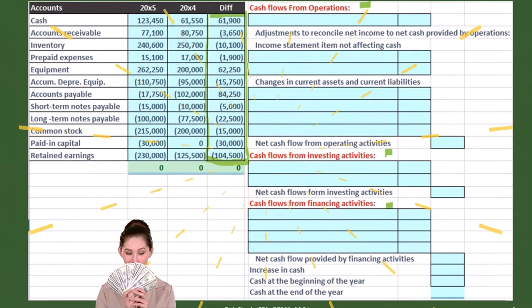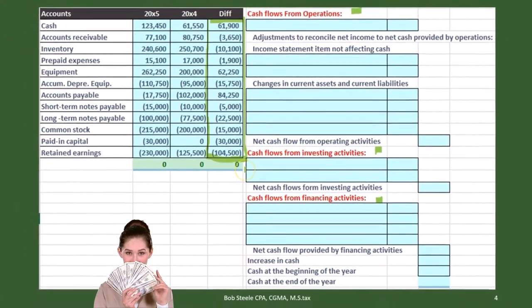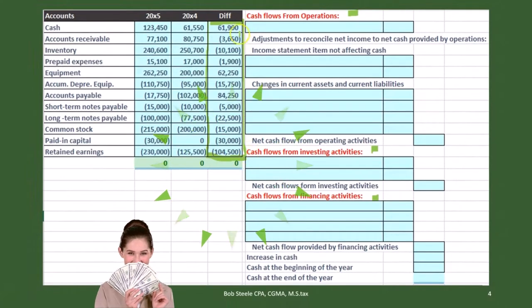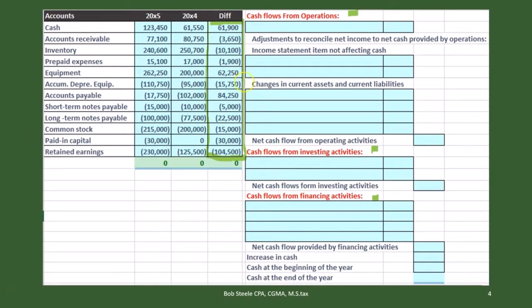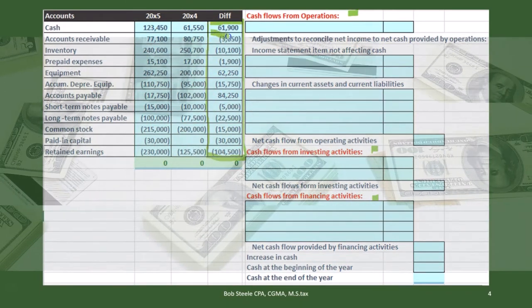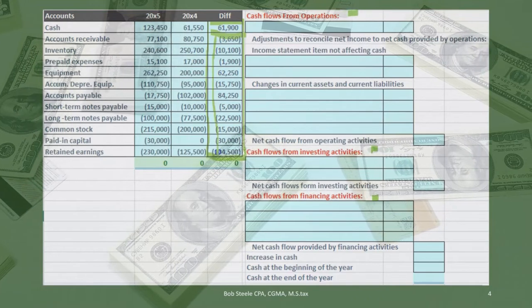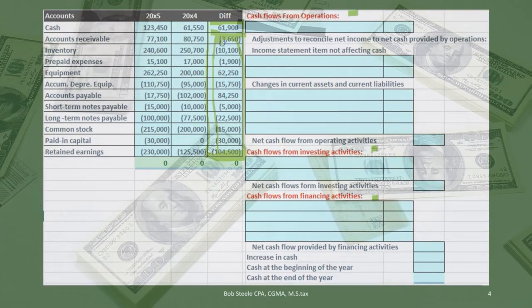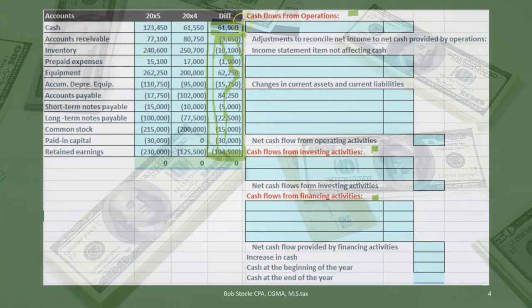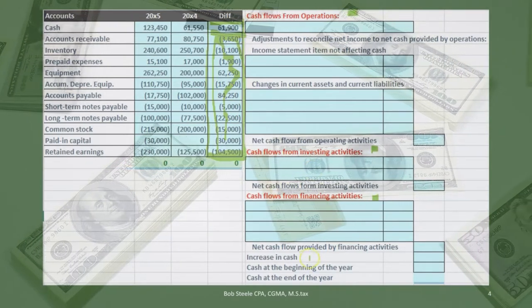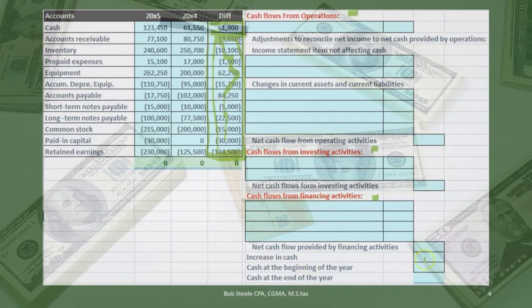As long as we find a home for everything, the total will basically add up to zero, obviously, because if we found a home for all these and we have them going the same way, the same sign, whether it be plus or minus, then it has to add up to zero. So we're going to find a home for everything except cash. Why? Because cash is our ending number. The cash balance is going to be down here, the increase in cash.